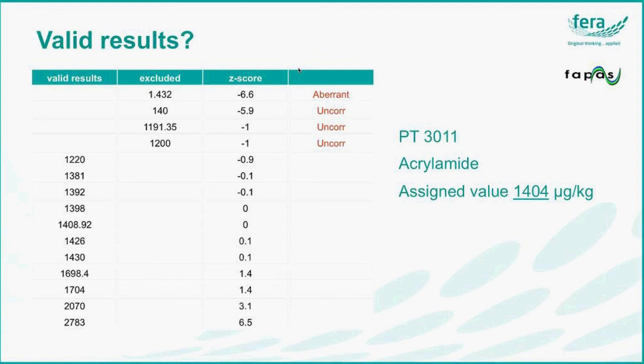The result at the top, 1.432, is clearly not part of the population. The assigned value is 1404, so this result is clearly not in the same order of magnitude as all the others. The next 3 results have also been excluded, even though at least 2 of them are not very different from the assigned value. Why is this?